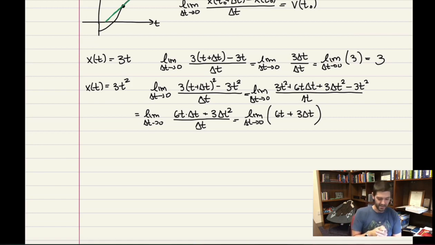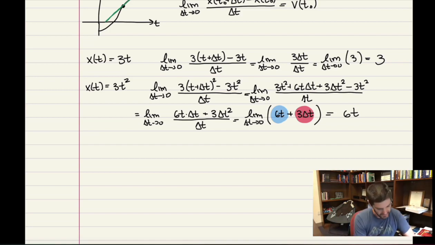So now this is asking, as I let delta t get smaller and smaller and smaller, what happens to this function? I'm changing delta t only, and t is not changing at all. So essentially, where's my highlighter? This term, since it does not depend on delta t, as I make delta t smaller, nothing happens. But this term, since it depends on delta t, as delta t gets small, 3 times delta t gets smaller and smaller and smaller, eventually just becomes 0. Then the answer just becomes 6 times t.